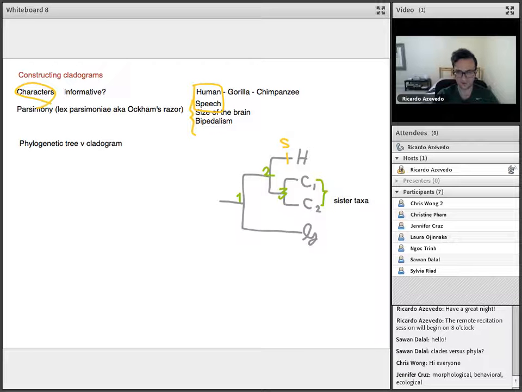So again, you hear people talk about sister taxa. So any 2 taxa that are related through a common ancestor are sister. Sister taxa. Actually, let's write it. That would be easy.